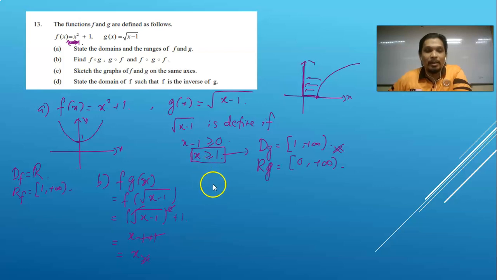And then gf(x). So f(x) equal to x squared plus 1, and substitute the function f into x of the function g. Square root of x squared plus 1 minus 1. So 1 minus 1, and then square root with a square, we get x.